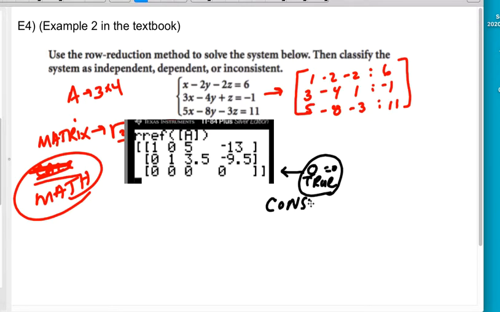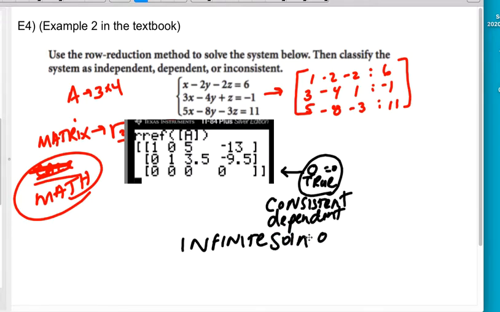So this is consistent dependent, which means that there are going to be infinite solutions of some form. There are going to be infinite solutions of the form, and we're going to talk about what that form looks like in a sec.